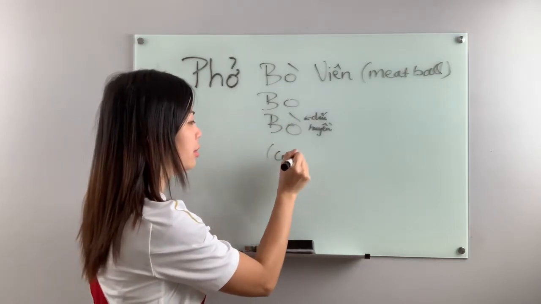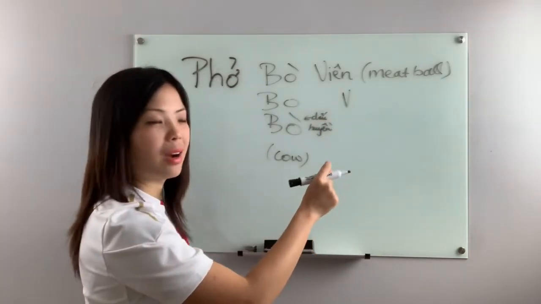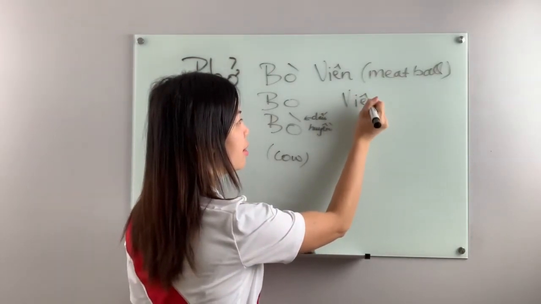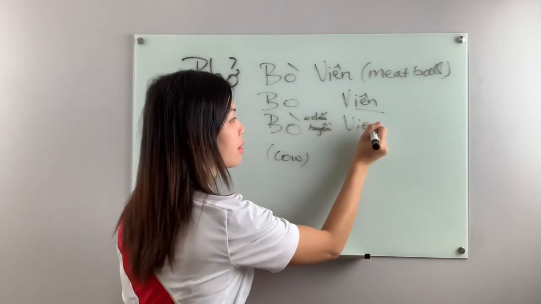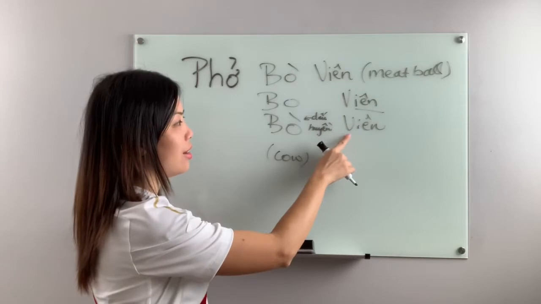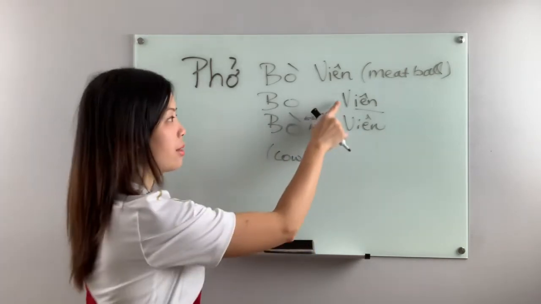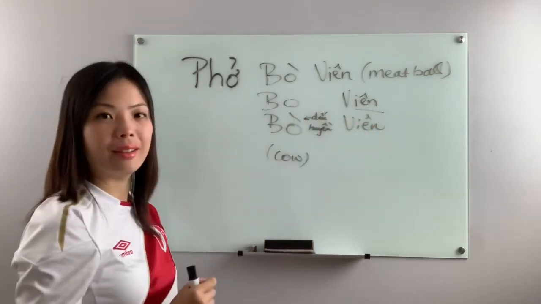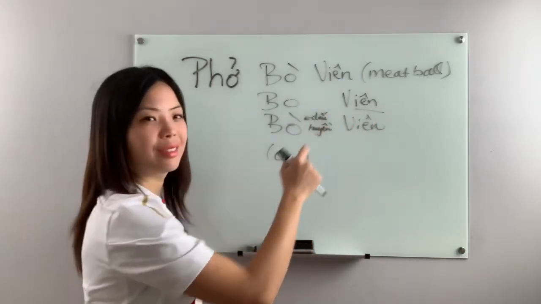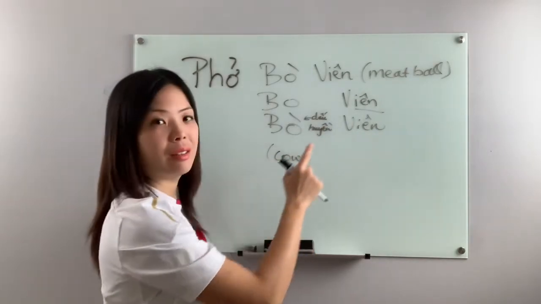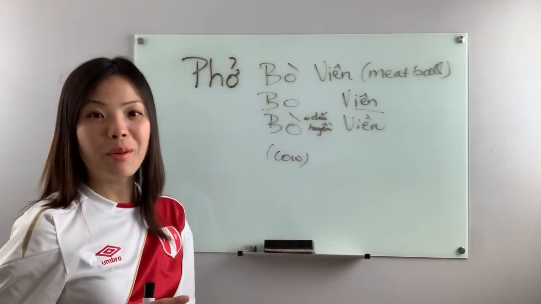Bò means cow in Vietnamese, and viên. In order for you to pronounce viên, you pronounce v and this is iên. You pronounce the v here, and you pronounce the iên here, and you add the v and the iên together, and you have viên. Viên is referring to the round balls. Phở bò viên is the meatball phở.